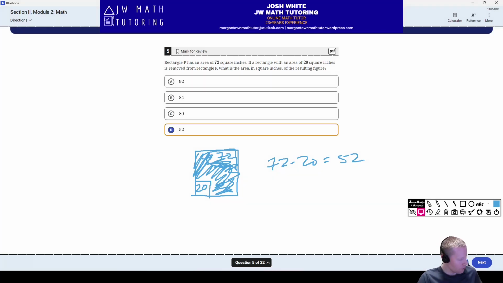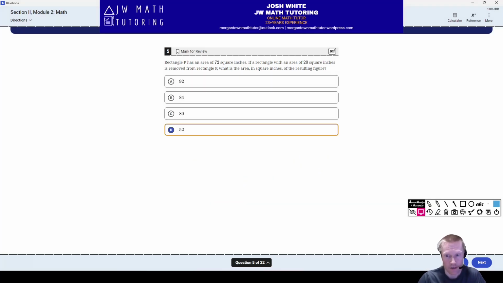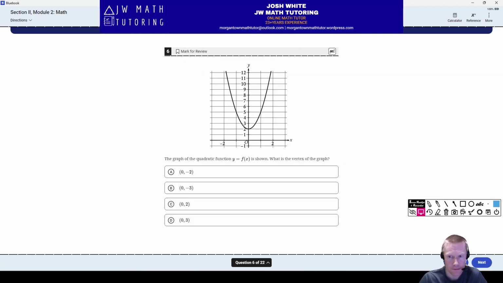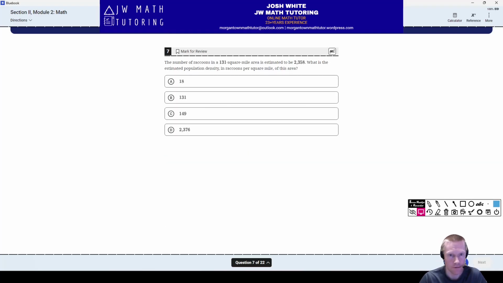So the correct answer is going to be letter D, 52. We can move on to the next question. Number 6, we have a parabola that is graphed. Its vertex is the minimum point right here in the middle, and it is just the point 0, comma 2. It also happens to be the y-intercept of the graph, but they're only technically asking for the vertex. So the correct answer is letter C, and we can move on to the next question.